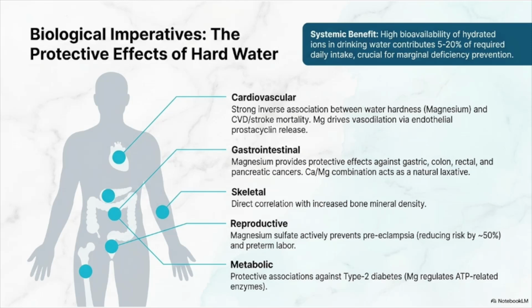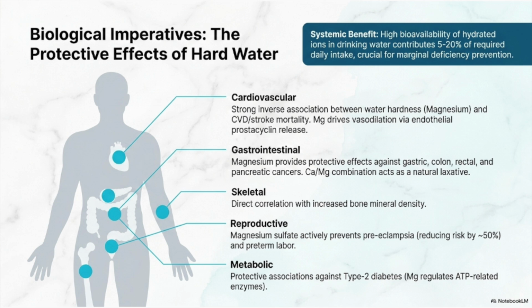In terms of cardiovascular health, there is a strong inverse association between water hardness, particularly magnesium, and cardiovascular disease and stroke mortality, since magnesium drives vasodilation through endothelial prostacyclin release. In terms of gastrointestinal health, magnesium provides protective effects against gastric, colon, rectal, and pancreatic cancers, while the calcium and magnesium combination acts as a natural laxative.